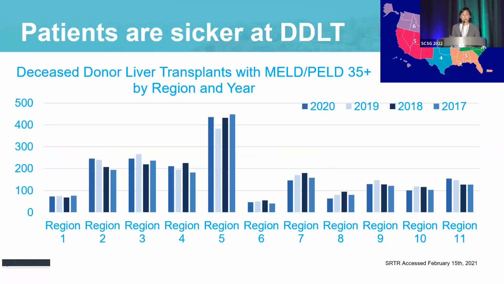And once they are transplanted, most patients are sicker. And you can see here, this is a map in the right upper corner of the US. And this is prior to February of 2020, when we were allocating organs by regions. And there are 11 regions in the US. We are region 5. And you can see on this graph here that when looking at those who are getting transplanted with MELDs of 35 and greater, Southern California had some of the sickest patients, and it really didn't change over time over that 4-year period.